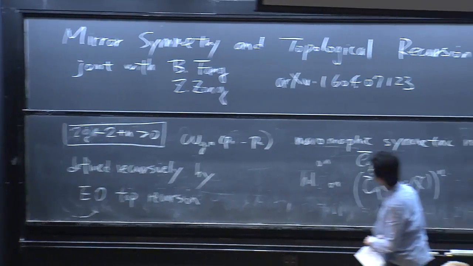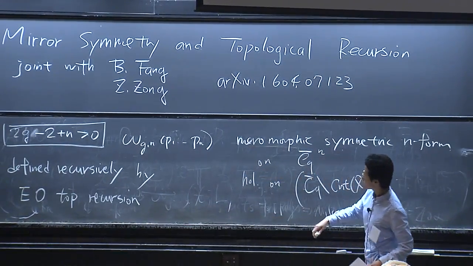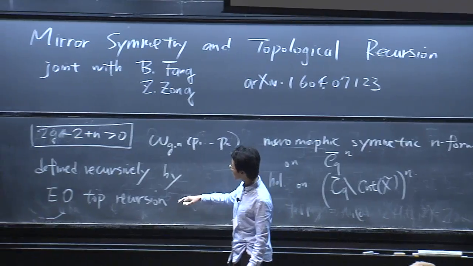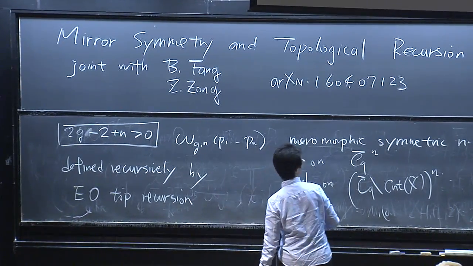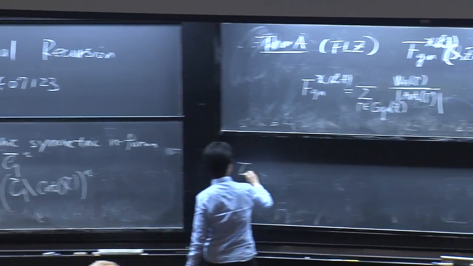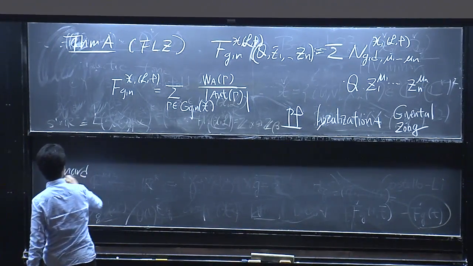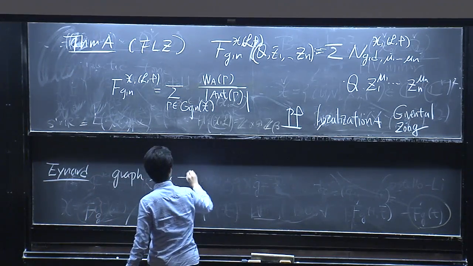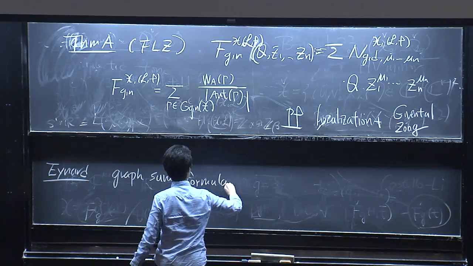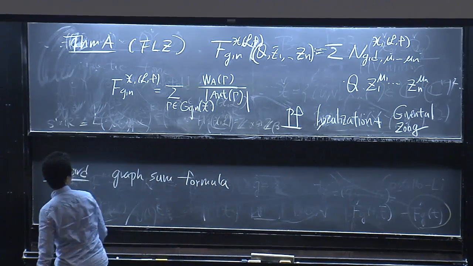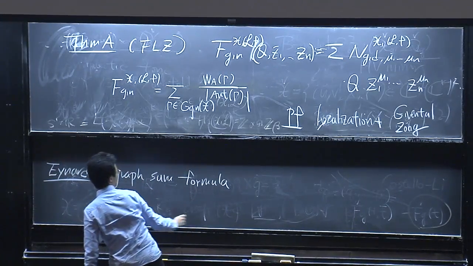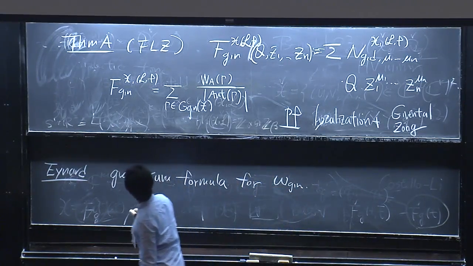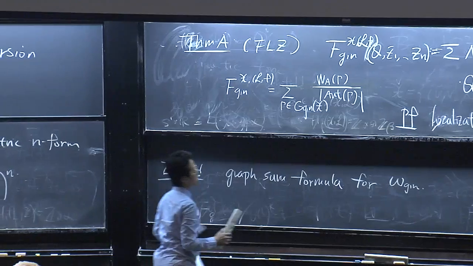I don't have time to write out the very long expression of topological recursion. But the thing is that the unique solution of the topological recursion has a graph sum formula. And then we have theorem B.